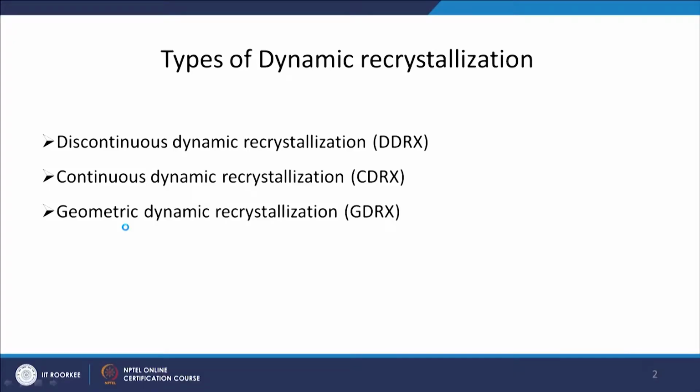Basically, there can be three types of dynamic recrystallization which we will be covering one by one. In that, discontinuous dynamic recrystallization is the first one which we are going to cover. Then the next one is continuous dynamic recrystallization and the geometric dynamic recrystallization.